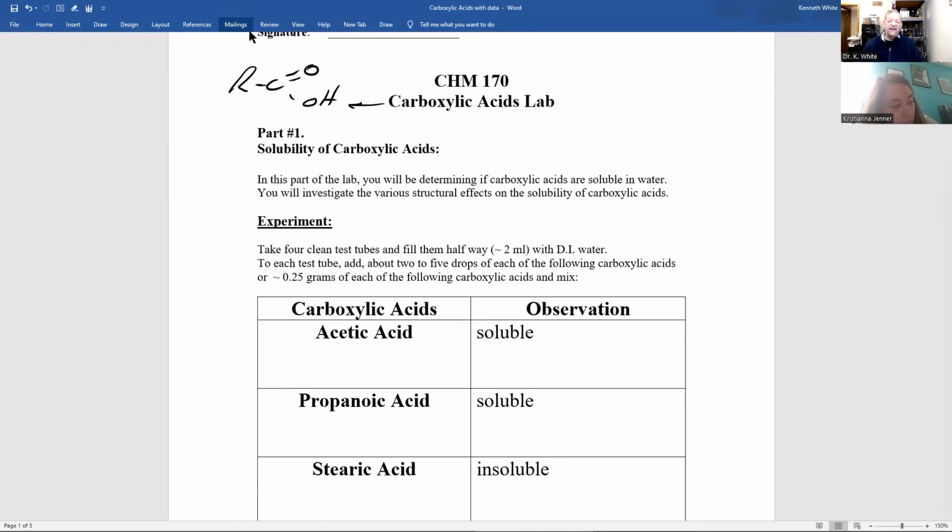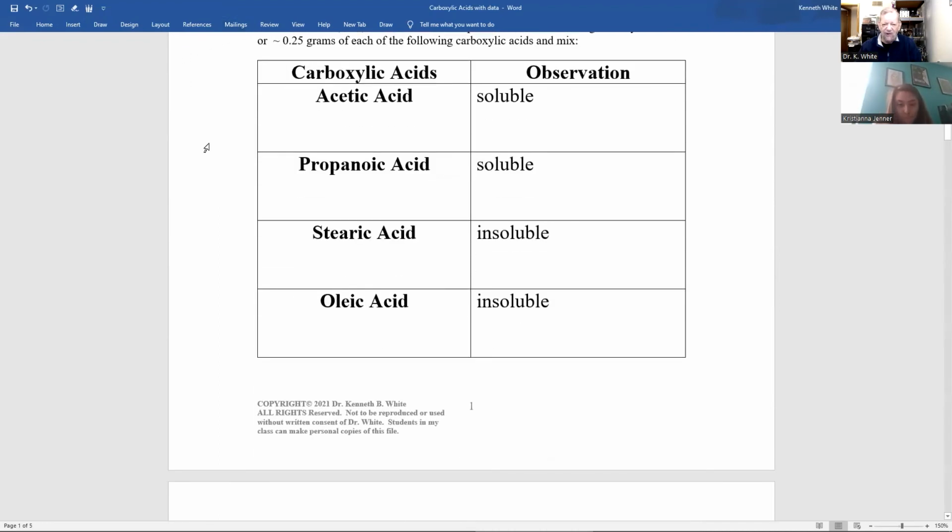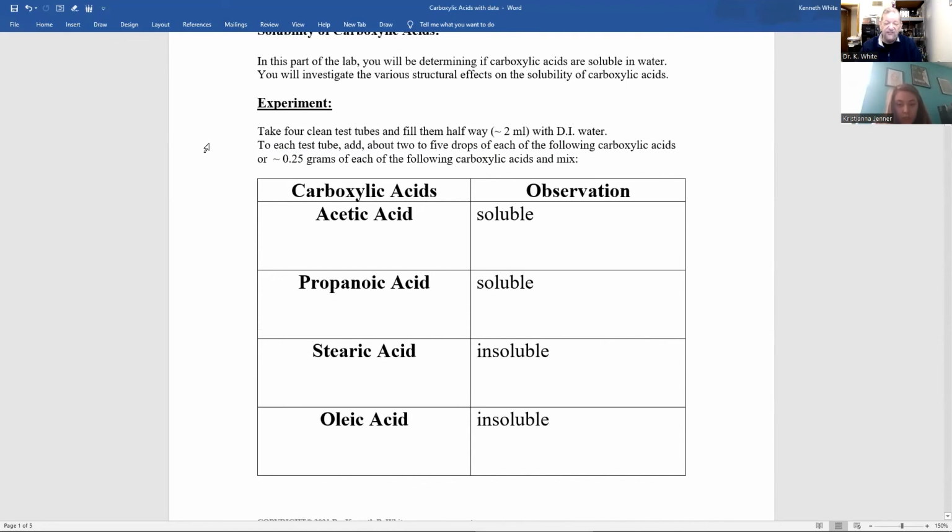And the first thing is, what's the solubility in water? Here you take some test tubes, fill them about halfway with water, put in each of the following chemicals, carboxylic acids, and see if they're soluble. Shake it up or use the vibro mixer. You get one layer. Is it homogeneous, or do you have two separate layers?